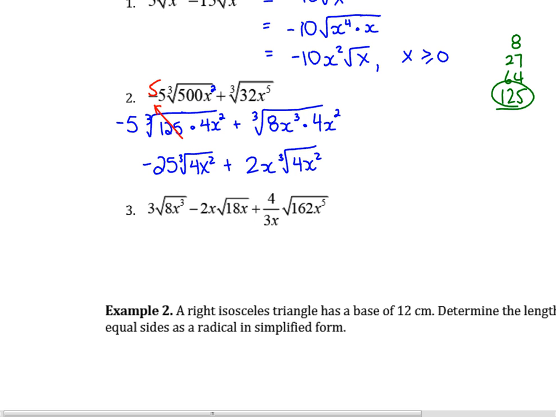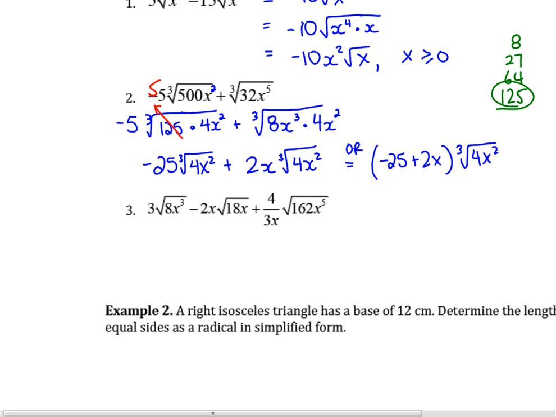Okay, are these like radicands now? Yes. However, can you add negative 25 and 2x? Not really. So you can leave your answer like this, or you can write it as negative 25 plus 2x in brackets, cubic root 4x squared. You're adding them together, but you need to add them before you put it in brackets. So it can be written either way when they're different. You might see that in your textbook.